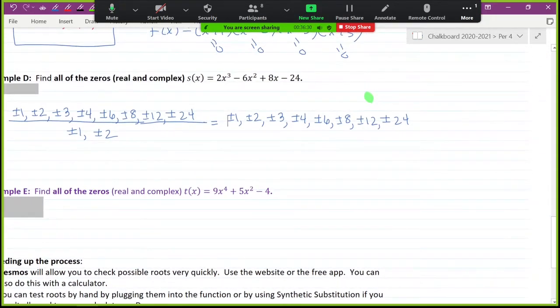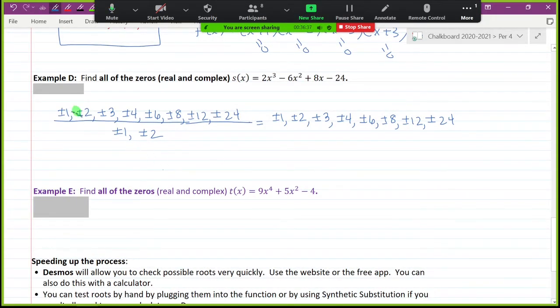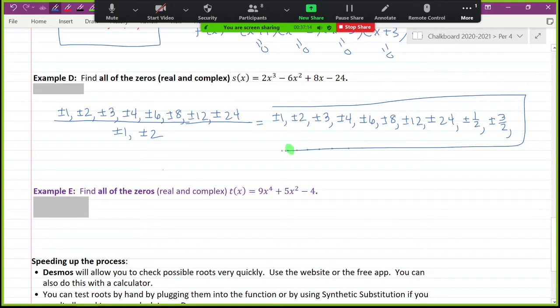And now I have to do all of them divided by 2. Well, what's 1 over 2? It's 1/2. So my next one here is going to be the fraction plus or minus 1/2. Then I have 2 over 2, which is 1, which is already on the list, so don't worry about it. 3 over 2, which is a fraction, so okay, 3 over 2. 4 over 2, whole number 2, which I already have. 6 over 2, which is 3, already on the list. 8 over 2, right here, already on the list. 12 over 2 is 6, already on the list. And 24 over 2 is 12, already on the list. So here is my list of possible candidates.